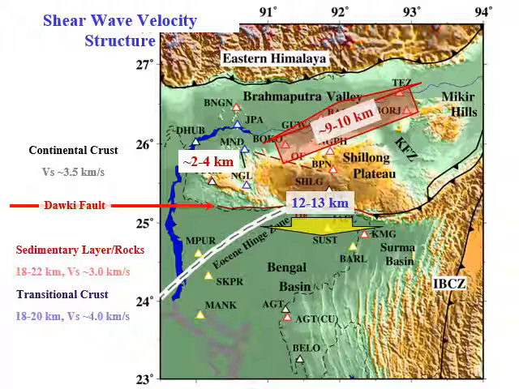What is remarkable is the velocity and the thickness of the crust underneath the Bengal Basin. It's a transitional crust with a thickness of about 18 to 20 kilometers with a velocity of 4 kilometers per second, and this is overlain by sedimentary layers and sedimentary rocks which are as thick as 18 to 22 kilometers and have a shear wave velocity of about 3 kilometers per second.